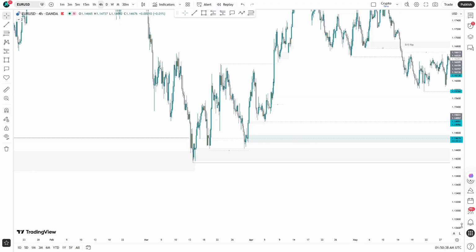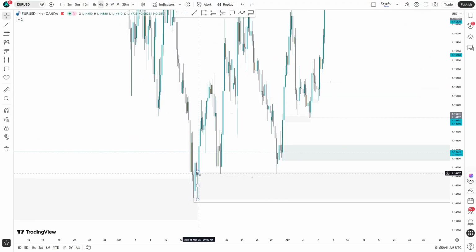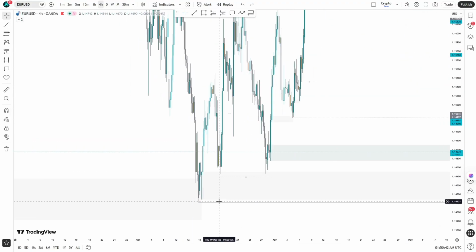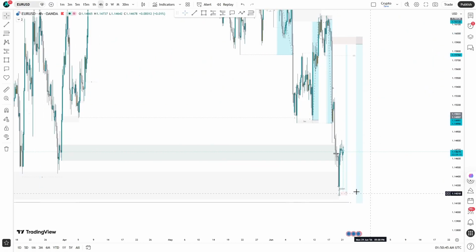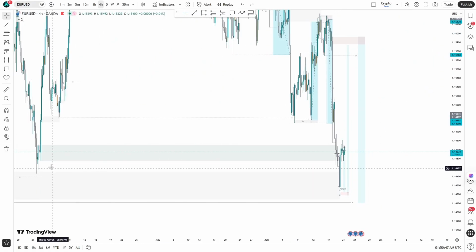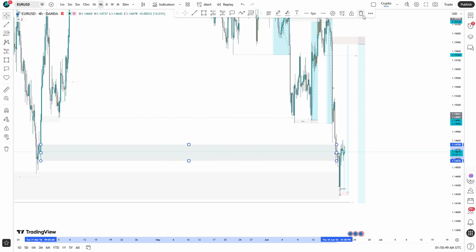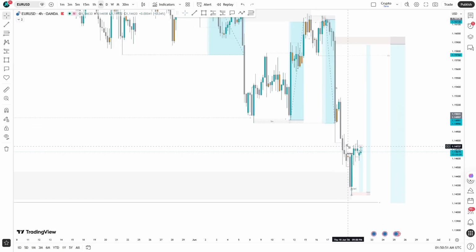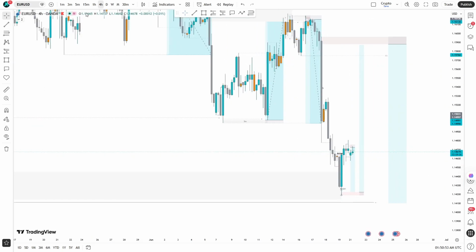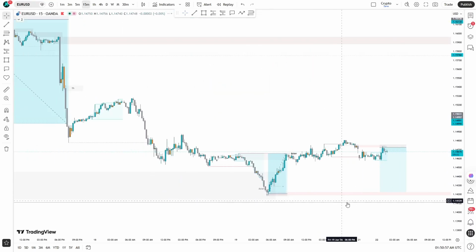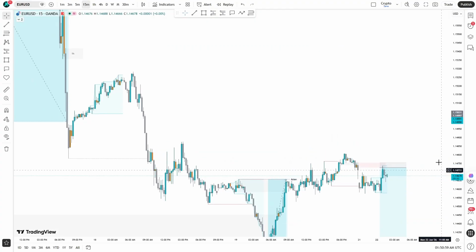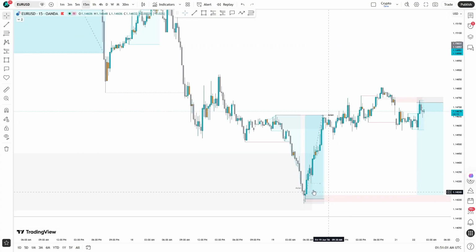You can see the point of interest here. See the demand here. That was where the market slowed down. It actually took out this one. We removed it. So that's where the market slowed down, then we changed character. Now we are currently on the 15 minutes. So this is what the market did.